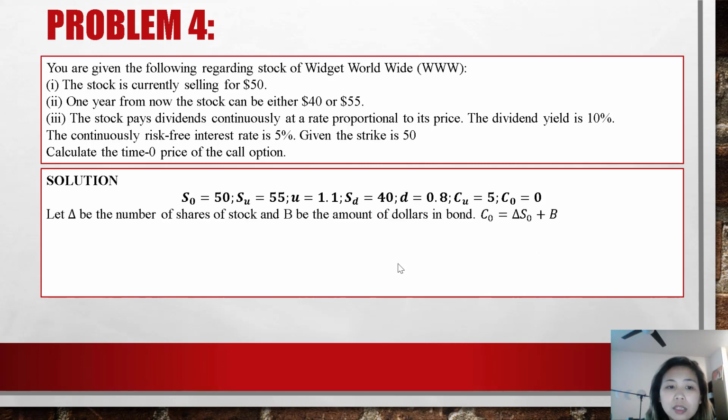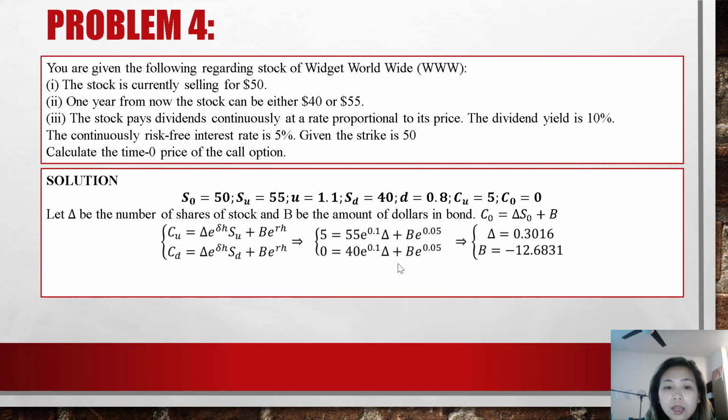Let delta be the number of shares of stock and B be the amount of dollars in bond. So C0 is delta S0 plus B. As I said, there are two ways to get C0, either construct a replicating portfolio or calculate it through the risk neutral probabilities. Here I use the first method, the replicating portfolio. I got a linear system of two variables.